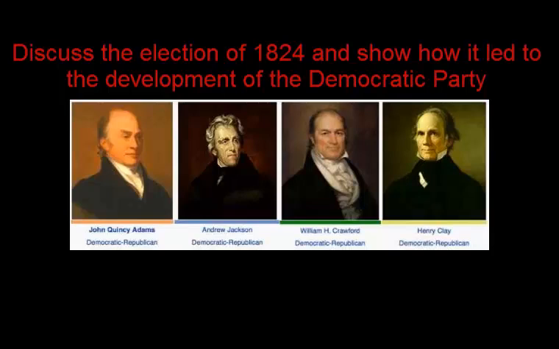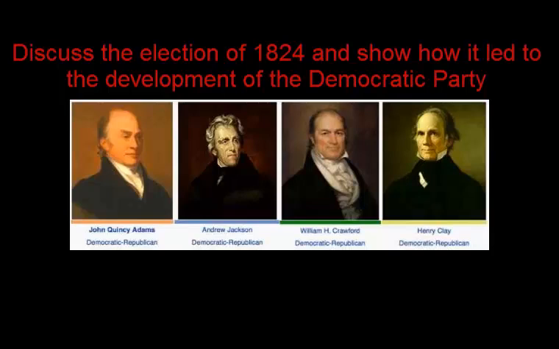So for this learning objective 4, we're going to look at the election of 1824 and show how it led to the development of the Democratic Party. So here we have running John Quincy Adams, the son of John Adams, the second president of the United States. And he's representing basically the North. He's got most support in the North.